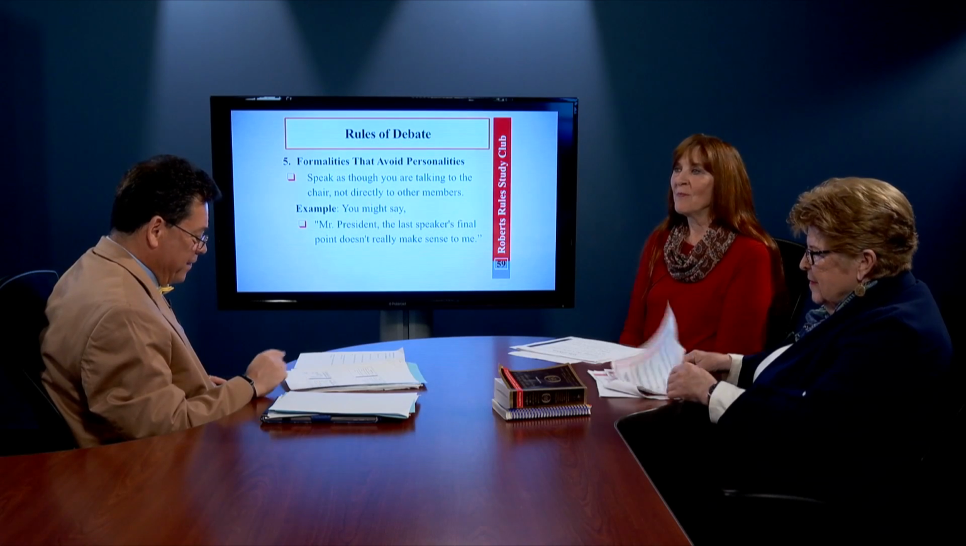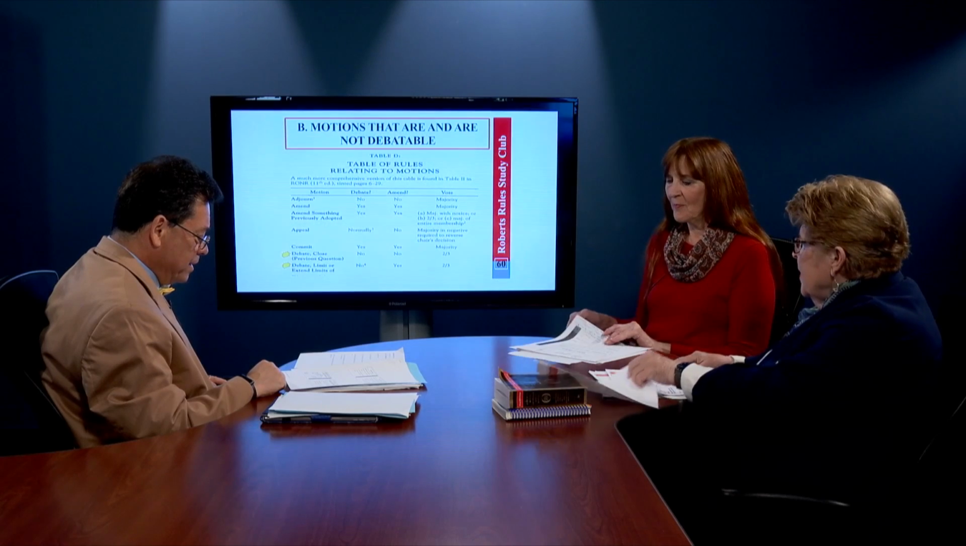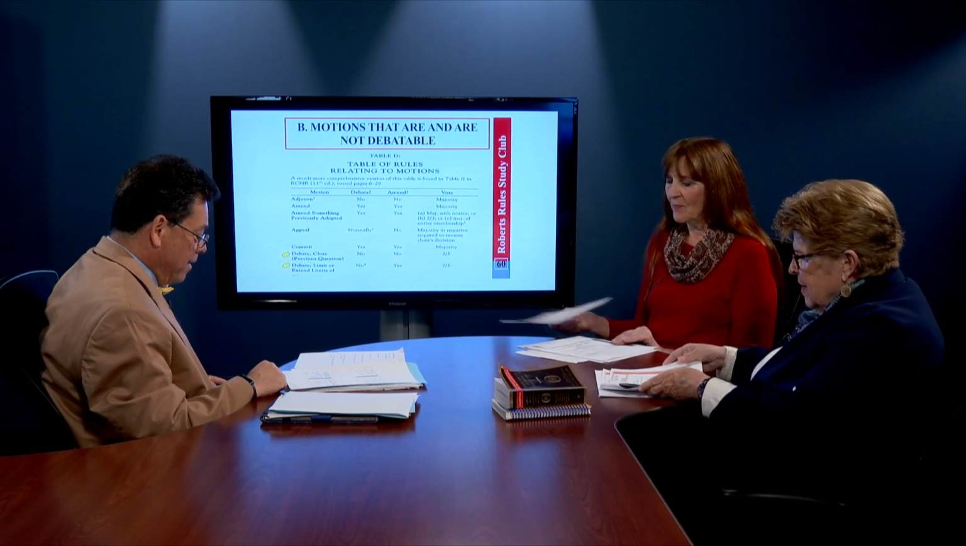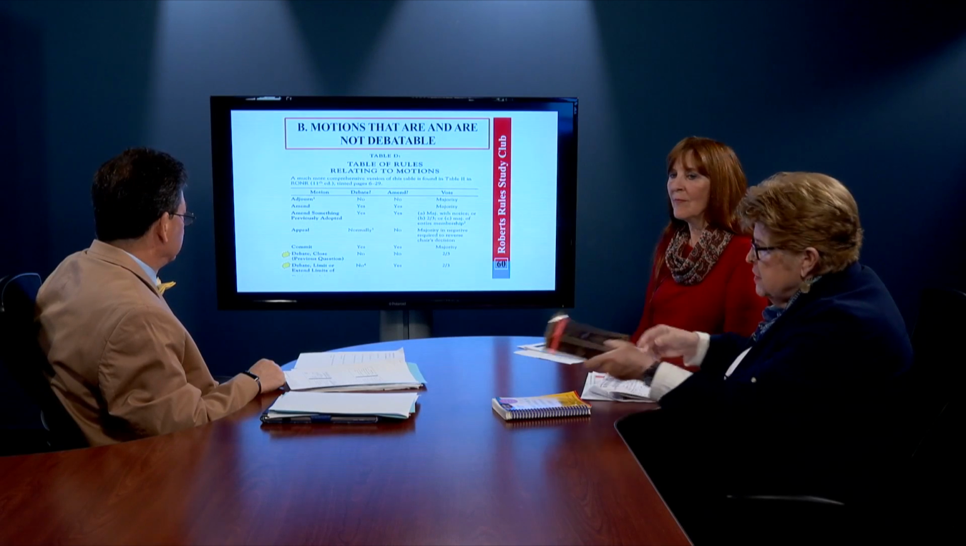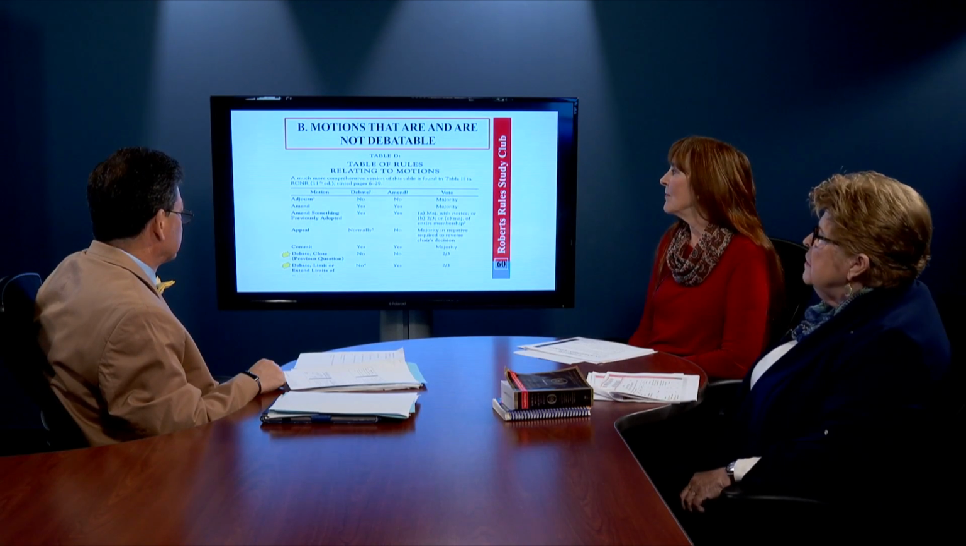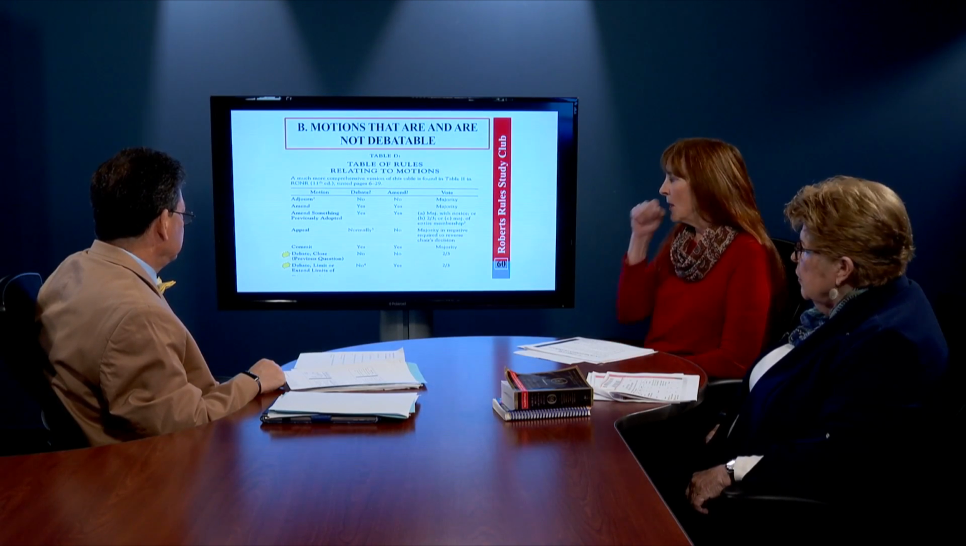Interesting. The next slide, motions that are and are not debatable. Okay, and it might be a little hard to see on the screen, but this here is a replica of part of a chart. At the end of the large book here, the gray pages in the back have these charts. They're nice because all the motions are listed in alphabetical order.